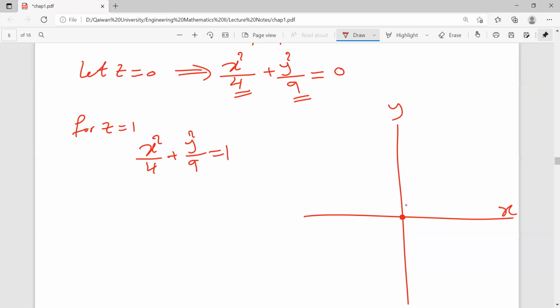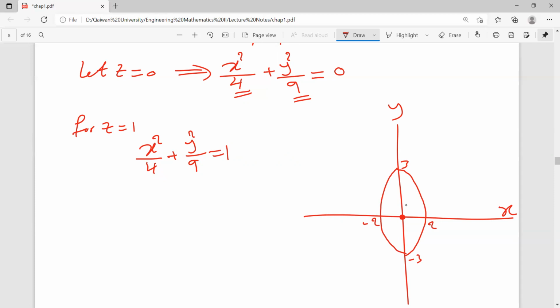Then for Z equal to 1, we have X squared over 4 plus Y squared over 9 equals 1. This is the equation of an ellipse. The foci are on the Y axis because the denominator of Y is bigger than the denominator of X. It's from -3 to 3 on the y-axis, and on the x-axis from -2 to 2. As you see, the denominator of x squared is 4. We just take the square root of it.